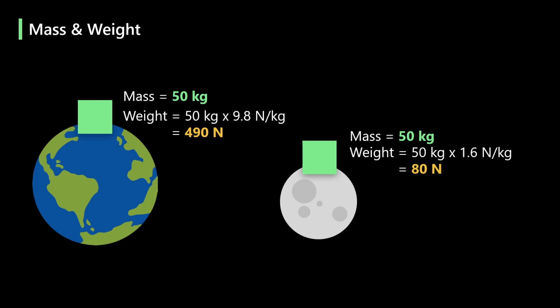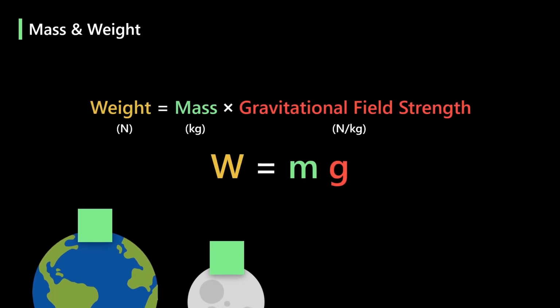Now, as you've just seen, the weight is calculated by multiplying the mass with the gravitational field strength. On Earth, the gravitational field strength, or g, is about 9.8 newtons per kilogram. On the Moon, it's a lot less at 1.6 newtons per kilogram. That's because the Moon has a lot less mass than the Earth, and that means its gravitational pull is a lot less.